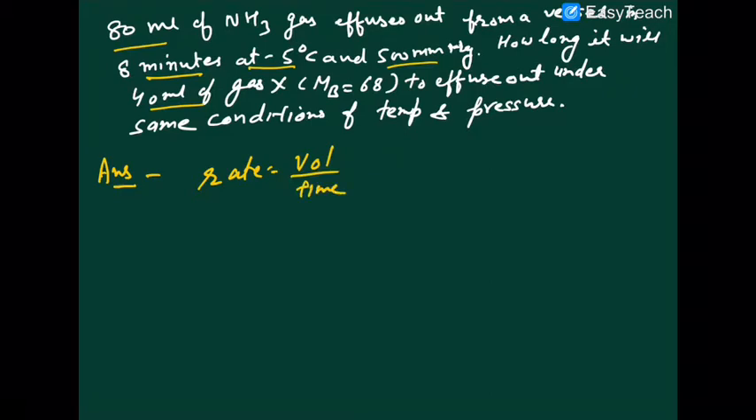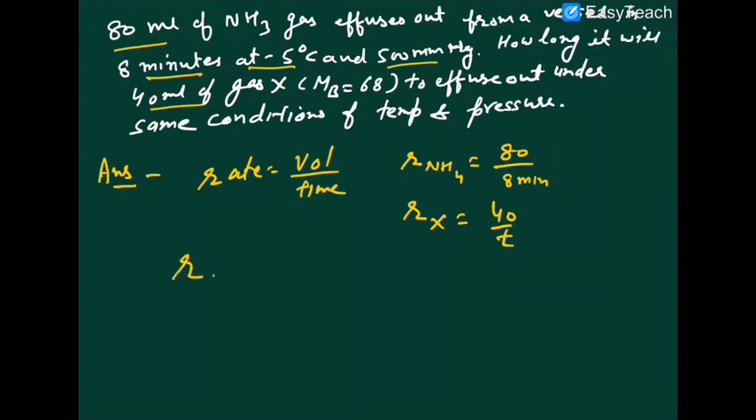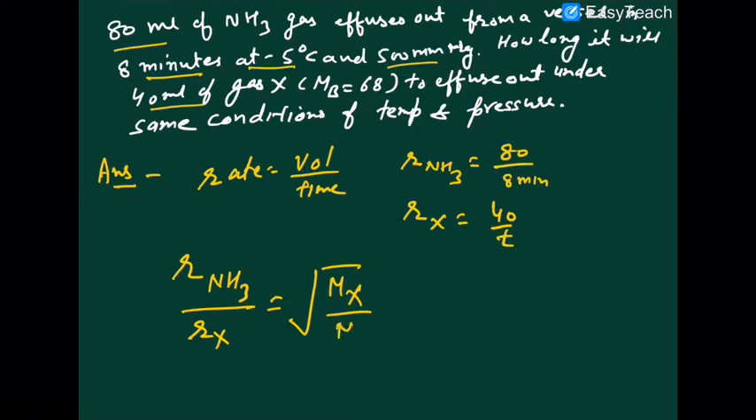Okay, are you sure about that? So rate of ammonia will be 80 divided by 8 minutes, while rate of gas X is 40 by T. So what will you write? You will write rate of ammonia divided by rate of gas X will be molar mass of X by molar mass of ammonia.